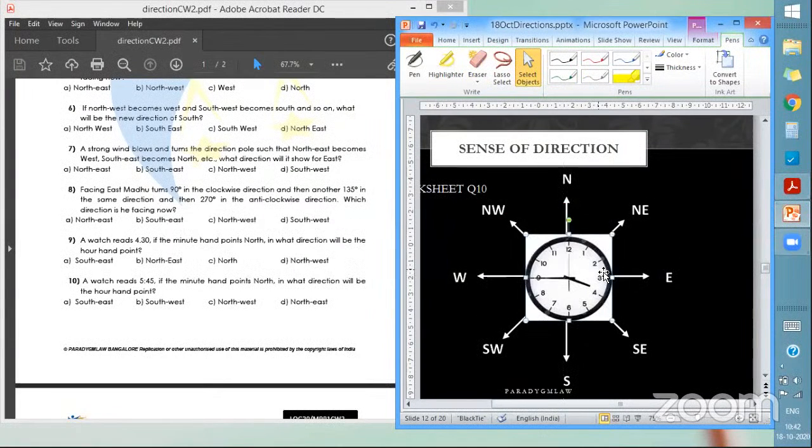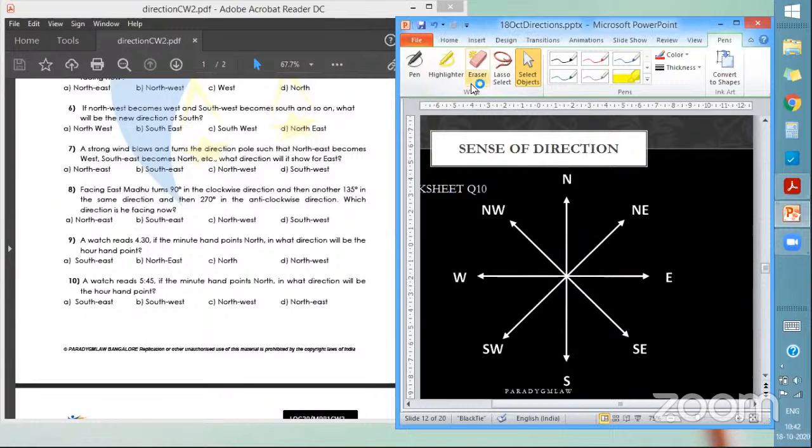Typically 12 to 6, this is how it is. Okay, what does it tell us? 10th problem. 5:45. Oh, this is 3:45. Okay, wrong clock. Okay, 5:45.